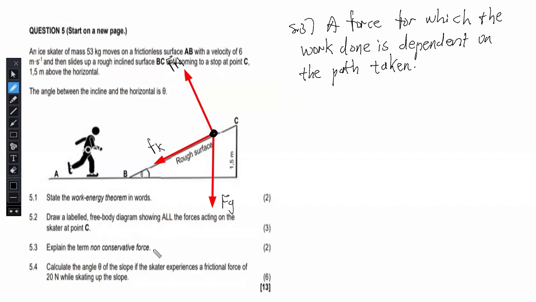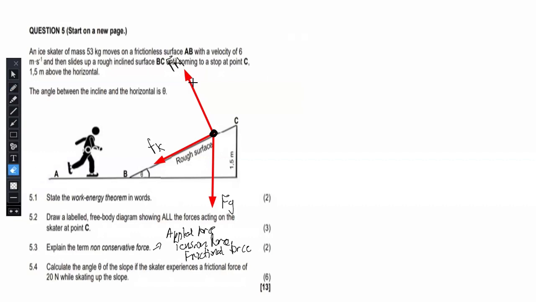force. Now, examples of non-conservative forces, we know that can be your applied force, that can be your tension force, and also it can be your frictional force. So these are the examples of non-conservative forces that we have. And anything that does not fall between those three is not a non-conservative force.